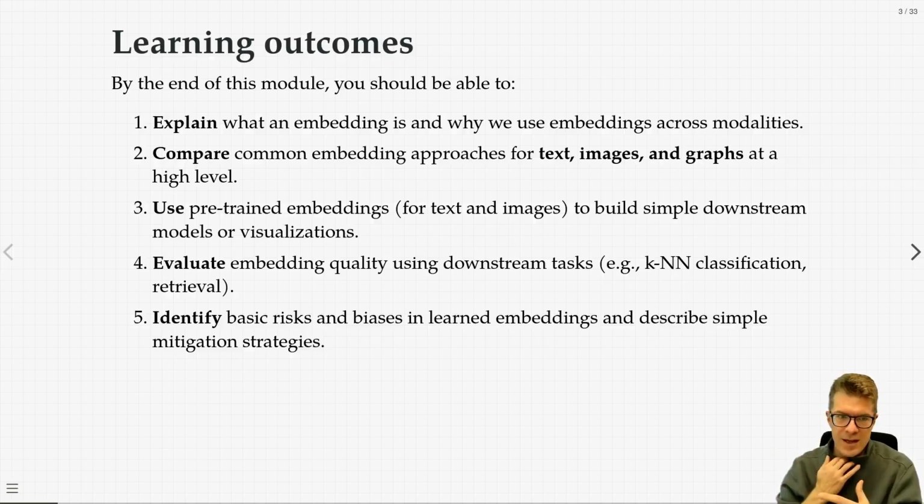We had a pre-trained model on CIFAR-10 using a convolutional neural network for images, and then we used that pre-trained embedding to build a simple additional model, a simple layer or a head we put on top of it in order to do predictions. You ought to be able to evaluate embedding quality using downstream tasks as a measure of that evaluation, and you ought to be able to identify basic risks and biases. Again, this is not too different from the module we just completed, but it's a bit more of the same and a bit more specifics along these ideas.